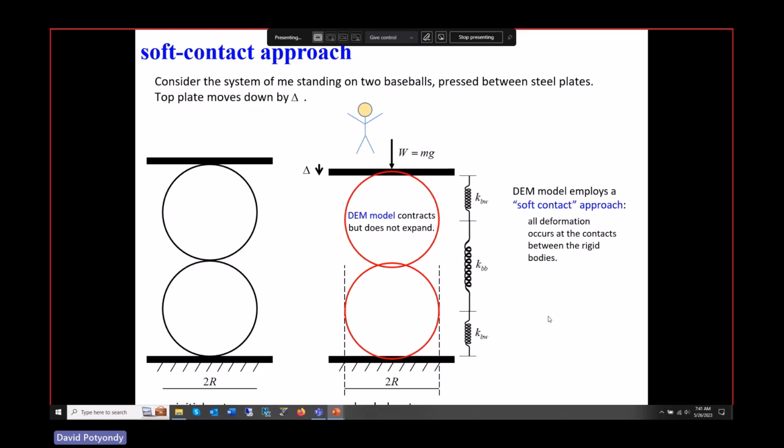The fact that I'm calling it a soft contact approach assumes that there must be a hard contact approach, and there is. A hard contact approach does not allow overlaps to occur between the rigid bodies. And that approach is not suited to assemblies like this. It's more suited to if you have a bunch of particles flying around in space and they're bouncing off each other. That would be a hard contact approach. That's not what we're doing in PFC.